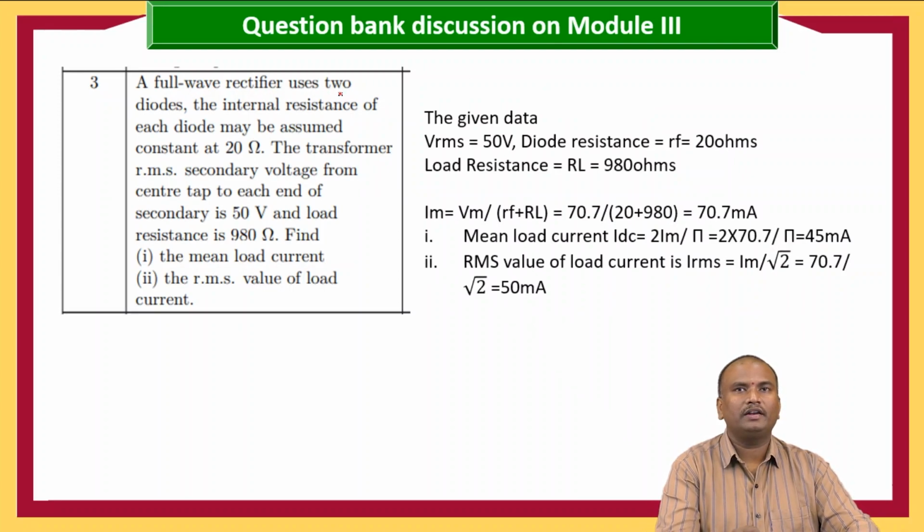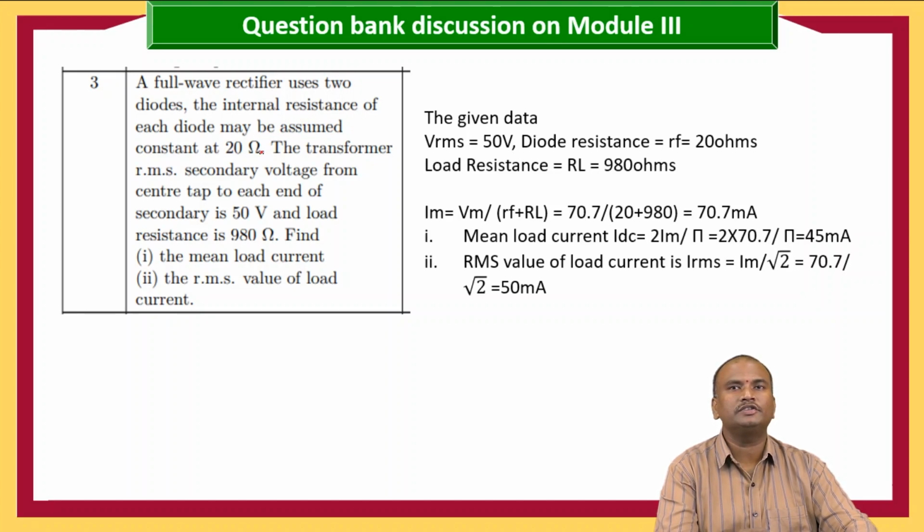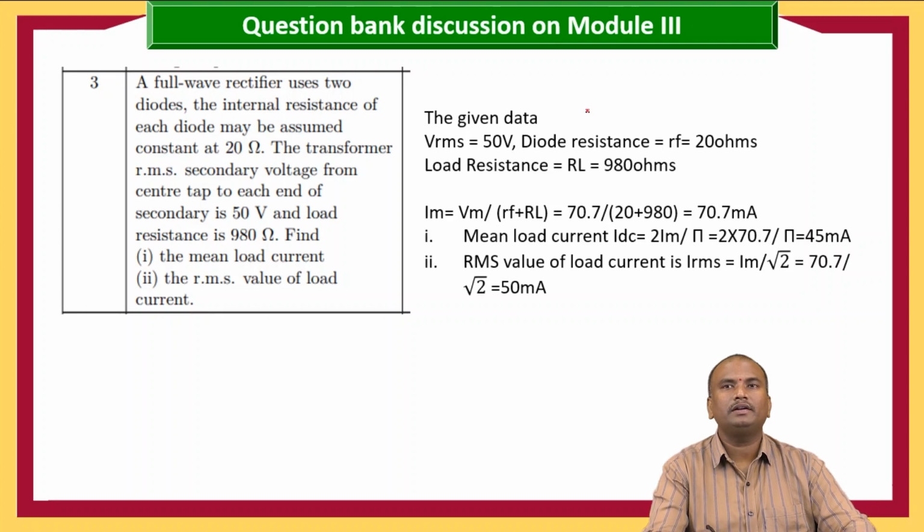Now, a full wave rectifier uses two diodes. The internal resistance of each diode may be assumed constant at 20 ohms. The transformer RMS secondary voltage from center tap to each end of the secondary is 50 volts and the load resistance is 980 ohms. Find the mean load current and RMS value of load current. Here the given data is VRMS of 50 volts, diode forward resistance of 20 ohms, and load resistance of 980 ohms.